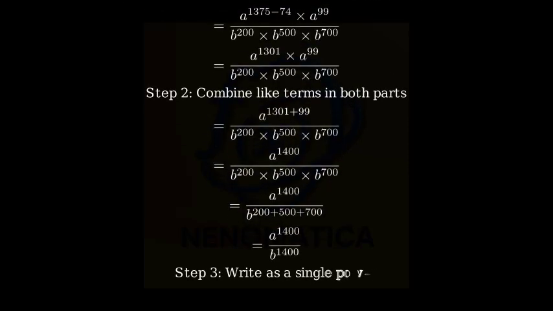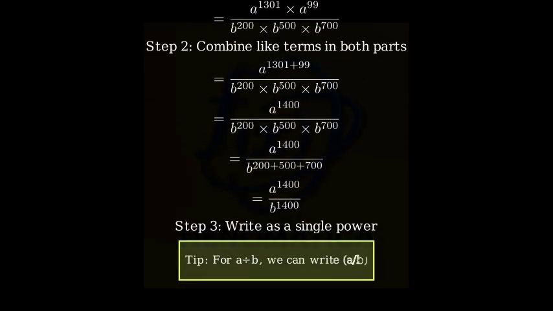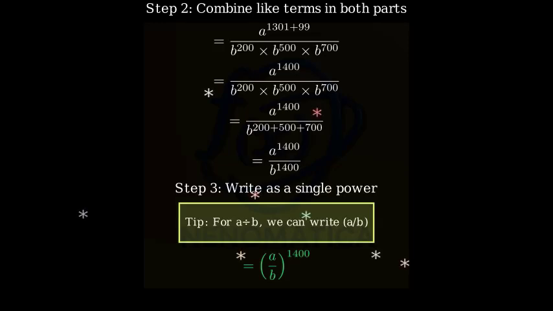Finally, we can write this as a single power. The fraction a to the power n divided by b to the power n can be written as the ratio a over b, all raised to the power n. So, a to the 1400 over b to the 1400 becomes a over b, all raised to the 1400 power.